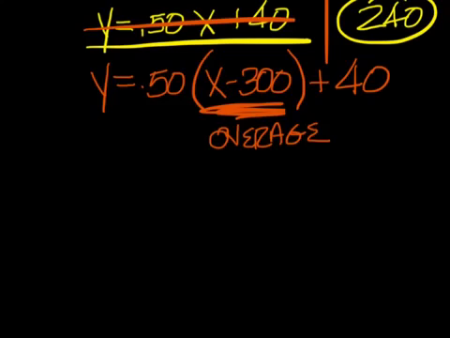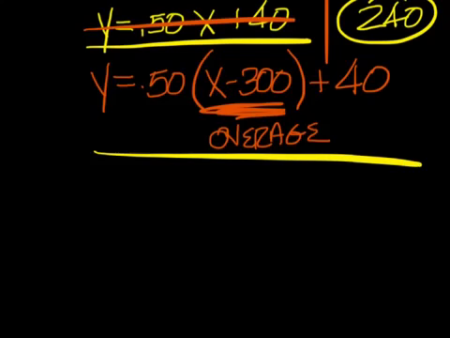Because how am I going to graph this? 0.5 times the quantity x minus 300, plus 40. What's the slope? 1/2. Yes, the slope, m, is 0.50. What's the y-intercept? Plus 40? We don't know, because usually the y-intercept is the only number at the back end of the slope-intercept form. How many numbers do we have back there? You have 2. So you have to do the following.